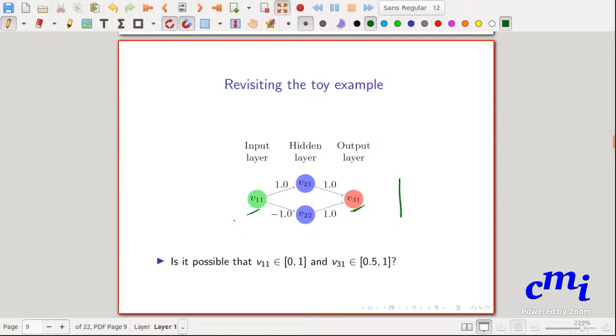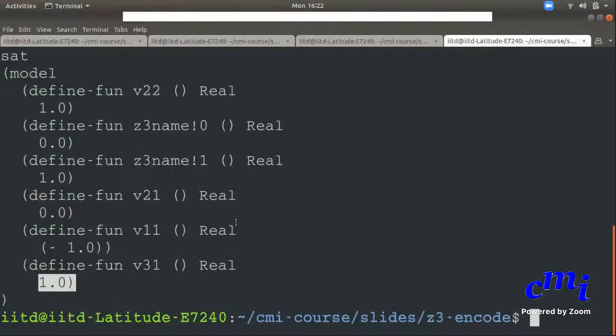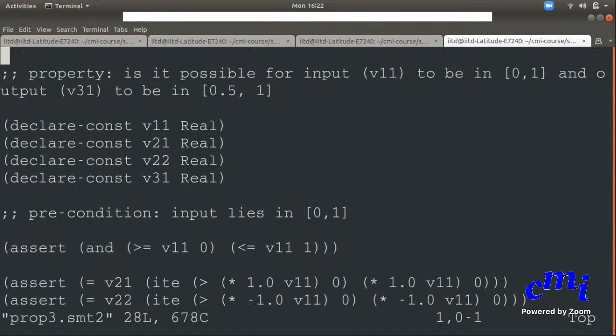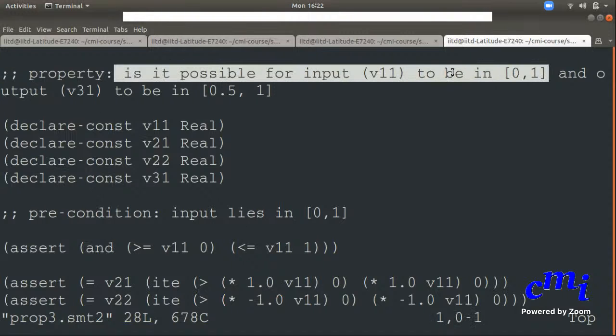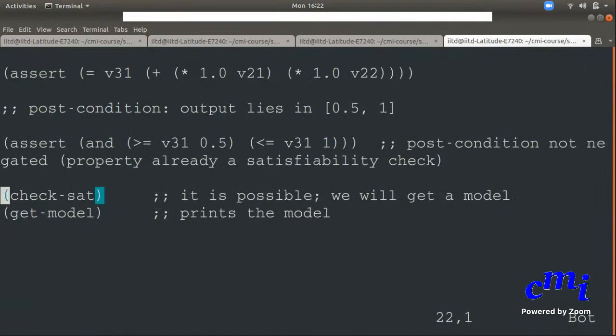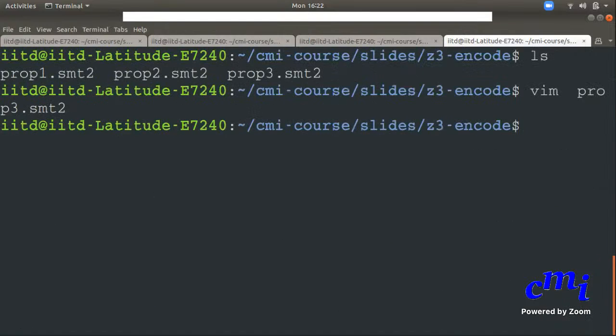So here we are asking a different question. Is it possible that the input is between 0 and 1 and the output is between 0.5 and 1? Let's first see whether it is possible or not. I have a similar encoding, which I've encoded as prop3 earlier. This is the same code as Diganta had. Is it possible for the input V11 to be in 0,1 and the output to be in 0.5, 1? The encoding is exactly the same. I will not go through the encoding, but let's just see whether it's possible to do it or not.